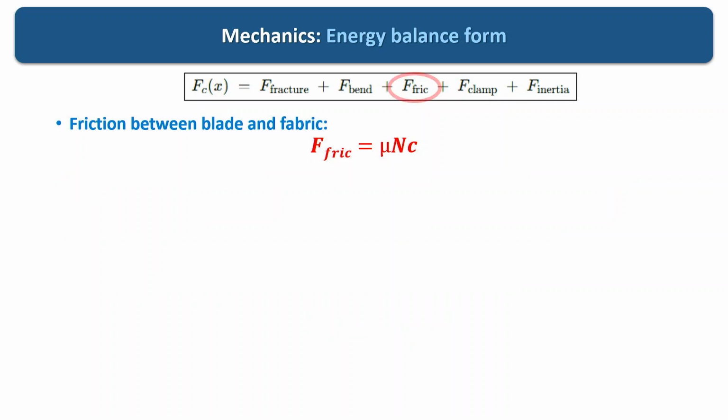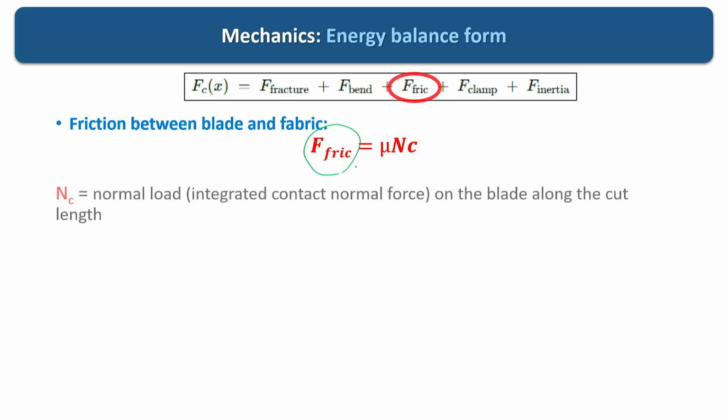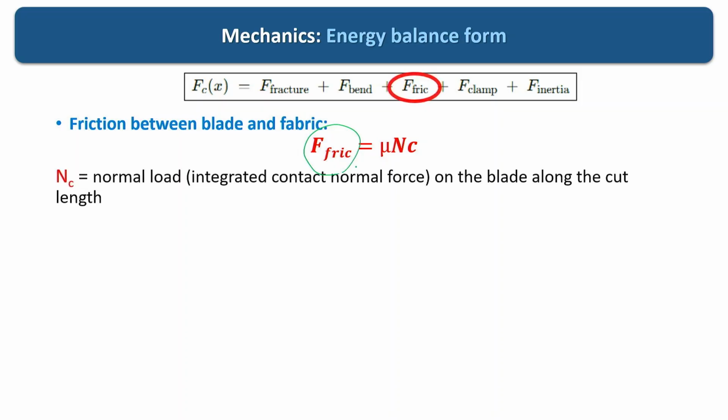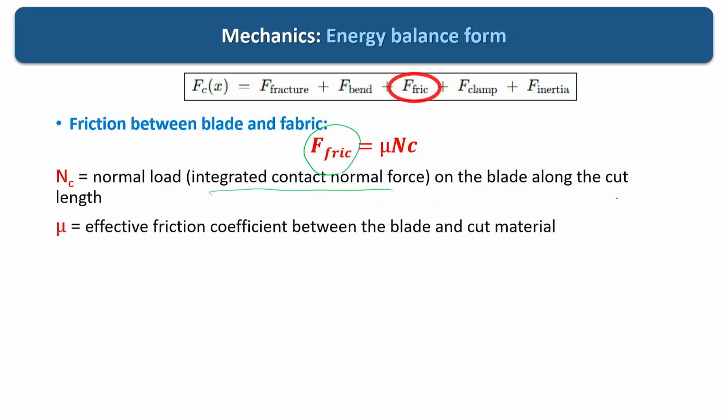Next is the frictional force, force required to overcome the friction, mu N C. N C is the normal load, okay, that is the normal load, integrated contact normal load on the blade along the cut length, that is a normal load N C, and mu is the effective frictional coefficient between blade and the cut material, that is whatever material. So, that is the frictional coefficient.